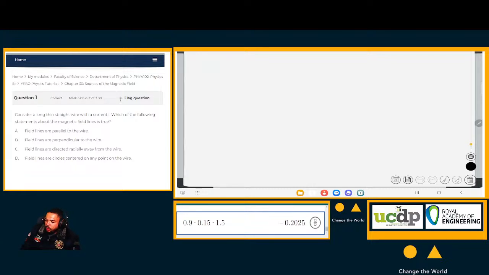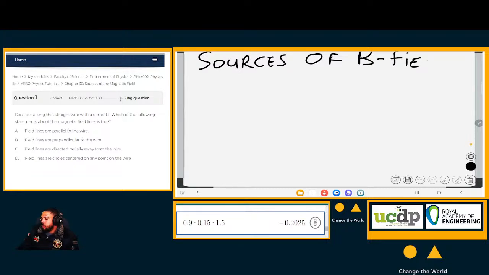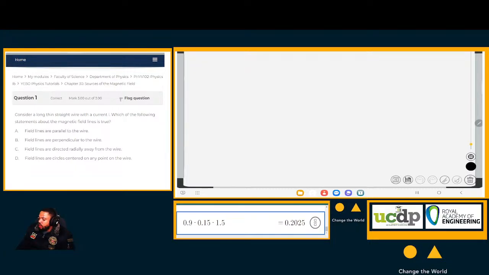Sources of magnetic field. Sources of B fields. I will describe it as B fields. Sources of magnetic fields. Now we've already established that magnetic fields are caused by moving charge. Magnetic fields are created by moving charge. Now, if you do not believe me, you can go read up about it.